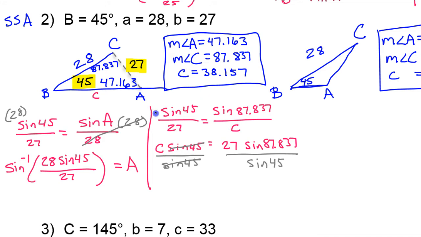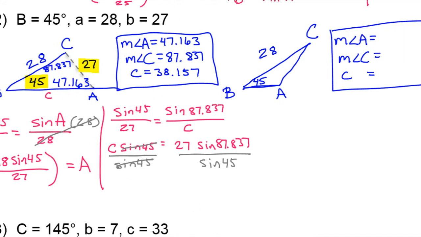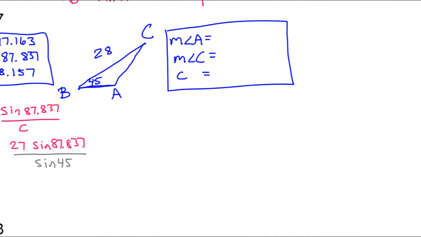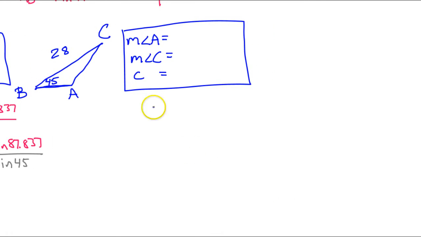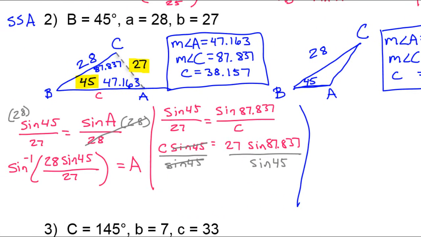Alright, so that's one solution. That's the solution for the acute triangle. Now let's do the solution for the obtuse triangle. Now, I cannot do the law of sines in order to find angle C like I did before.